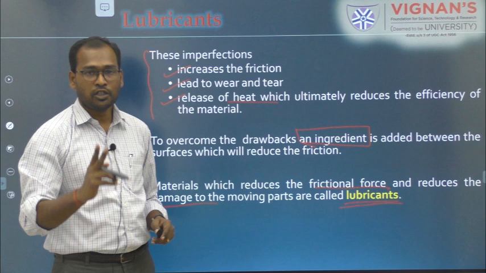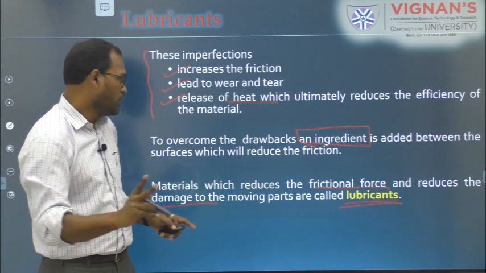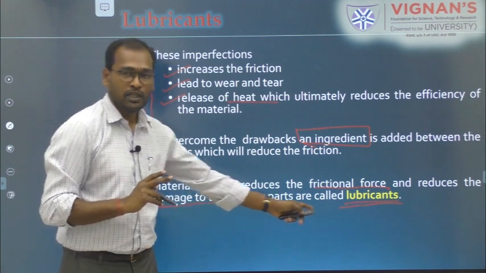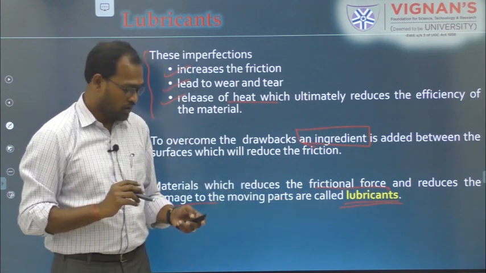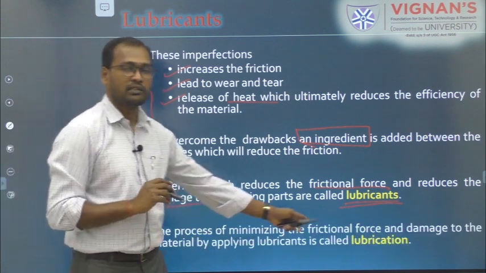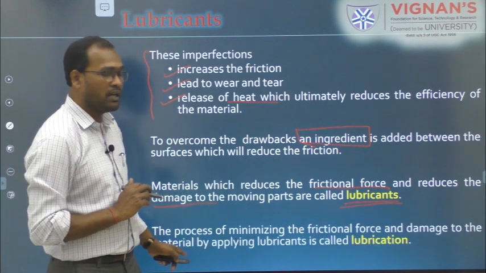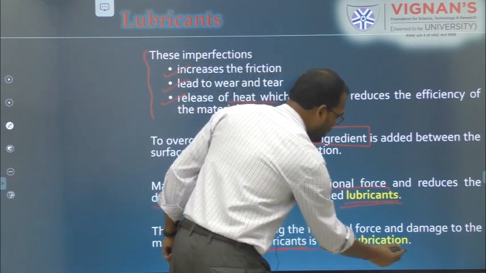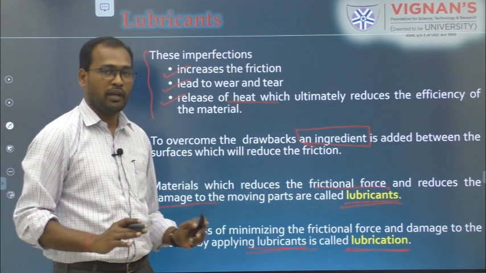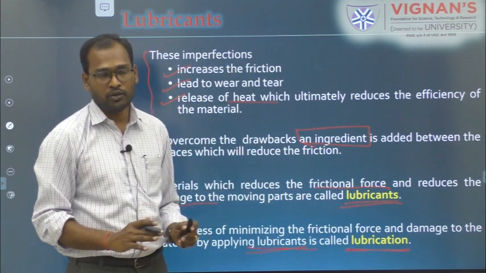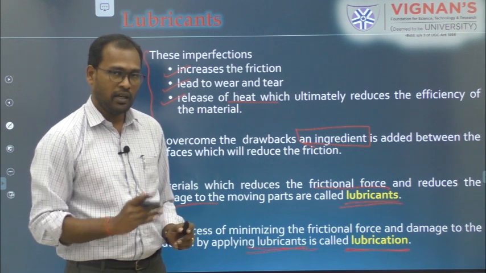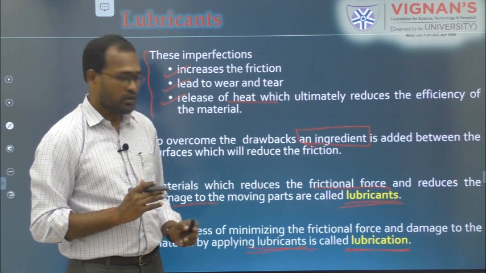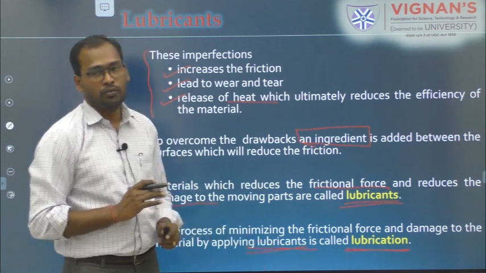Okay, two things. One is it is going to reduce the friction, and it is also going to reduce the damage to the material or the moving parts. So that will be the function of lubricants. And the process of minimizing the frictional force and damage to the material by applying lubricants is called lubrication. Altogether, the main aim is to reduce the friction between two surfaces, and this is done by adding lubricant. The process of reducing the frictional force by adding lubricant is called lubrication.